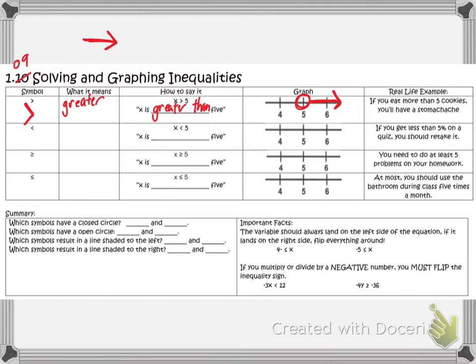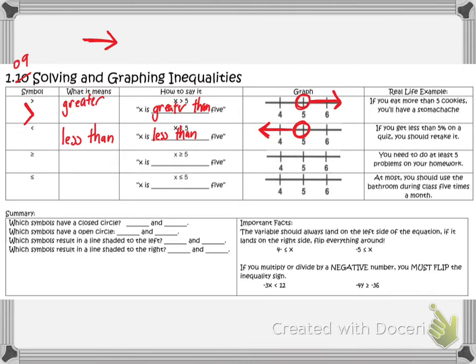We also have the other symbol. This means less than, going the other way. So for example, I have x is less than 5. So here's 5. Less than 5 means 4, 3, 2, 1. So any numbers to the left of it. If you get less than 5% on the quiz, you should probably retake it.